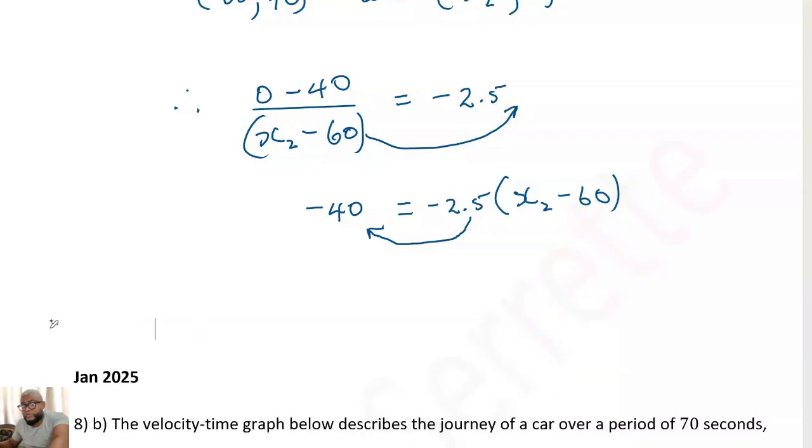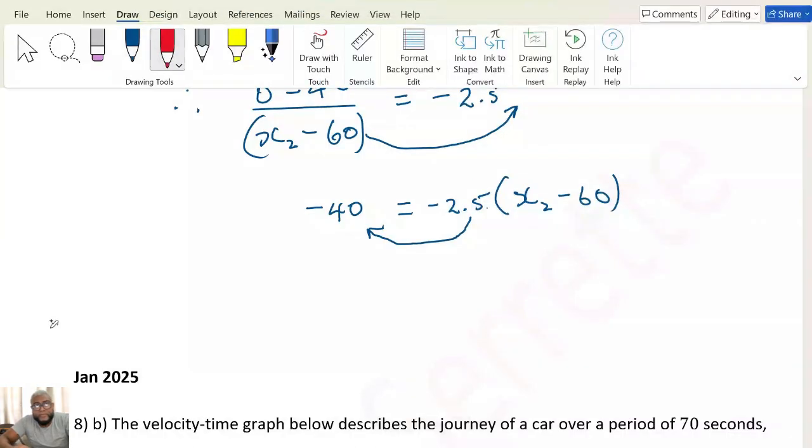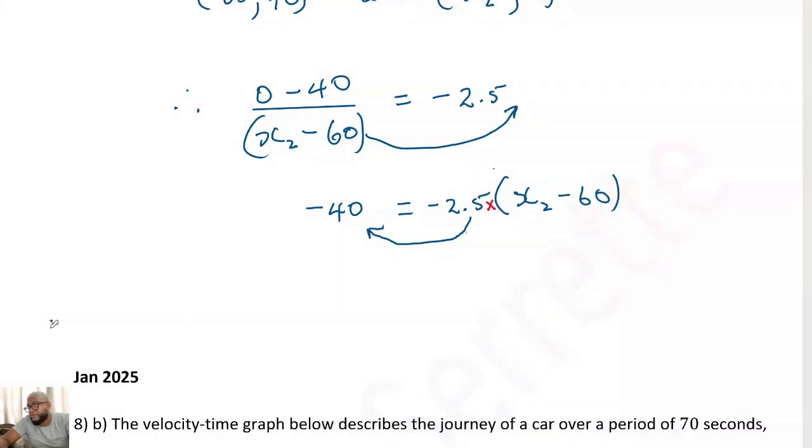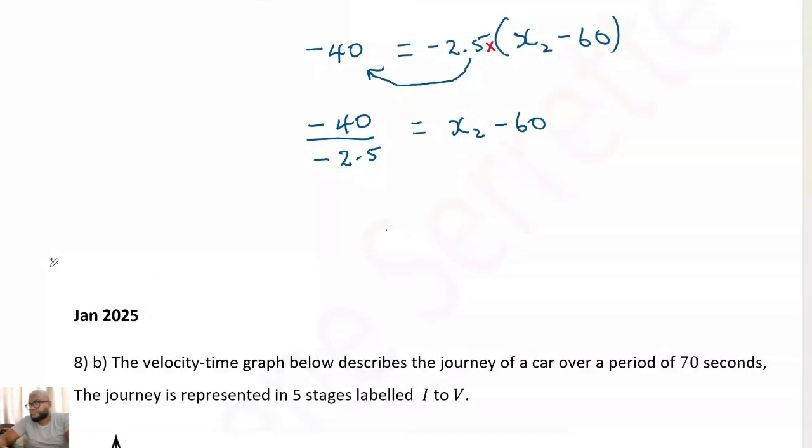You've got to move it to the left. What is understood between negative 2.5 and this bracket? What operation? Multiply. What's the opposite of multiply? Division. So this will be negative 40 divided by negative 2.5, which is equal to, I could drop the brackets now, x2 minus 60. Negative 40 divided by negative 2.5 is what? Anybody? 16 flat. So it's positive 16 is equal to x2 minus 60.